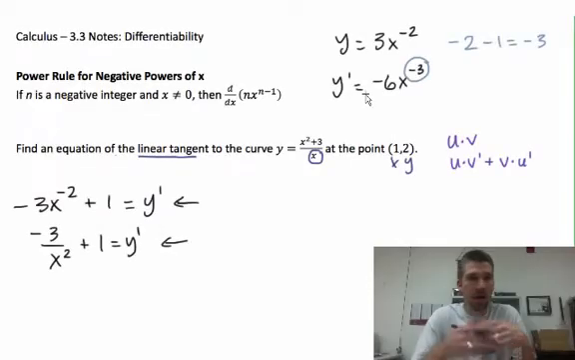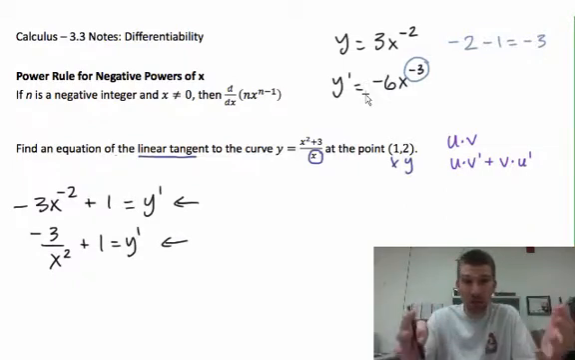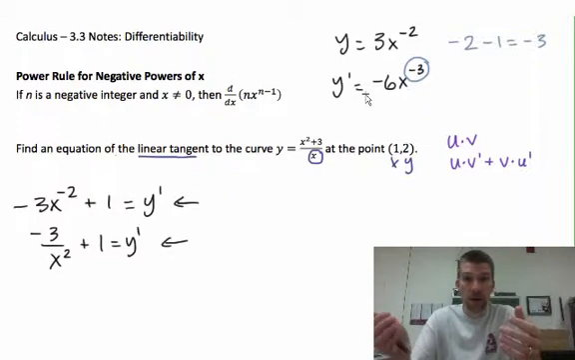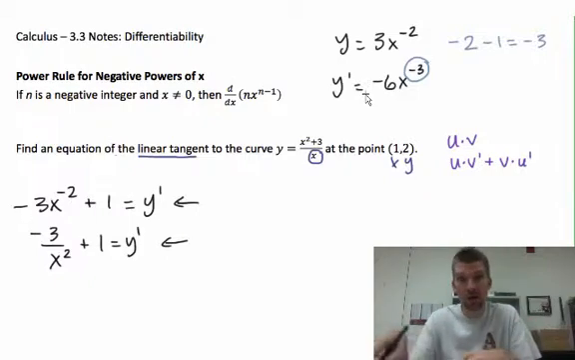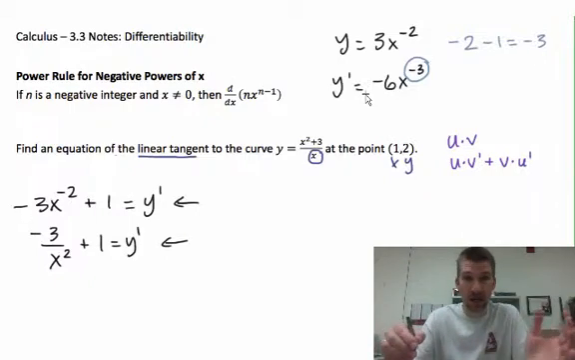All right, so now we've got this derivative. We've got it all cleaned up. We know exactly what it looks like. The question is, how do we find the equation of a linear tangent at the point 1, 2? Well, easy. We have a point 1, 2. We have an x value 1, and our derivative gives us the slope of a tangent line. I mean, it doesn't get any easier than that.